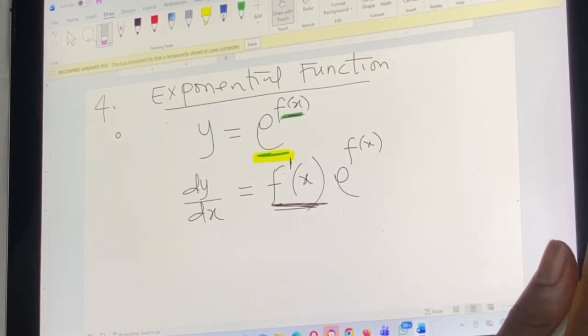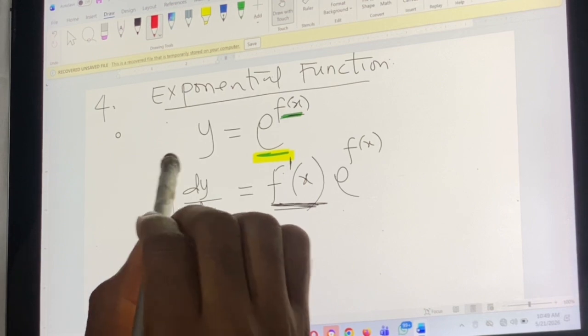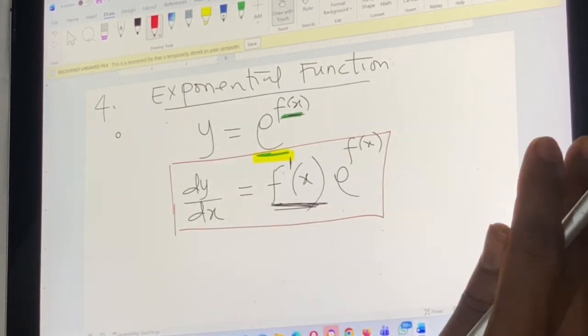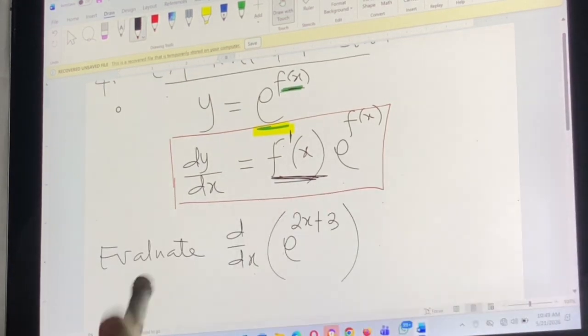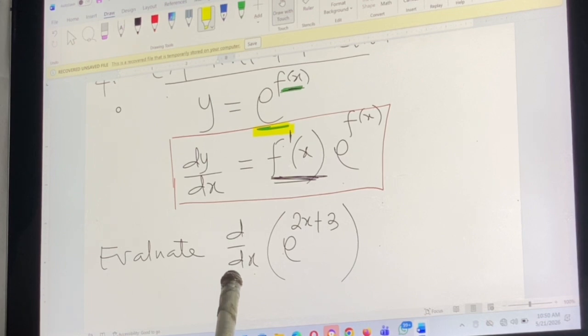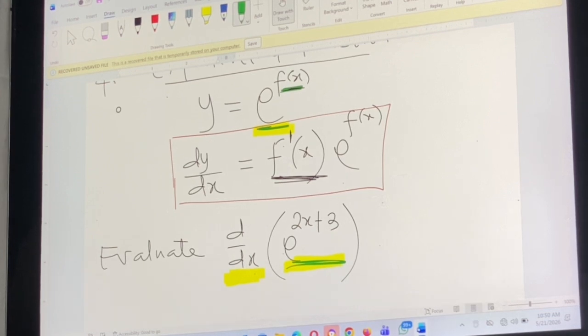Let's solve a question here to know how to apply this particular format. Question 1, please. We are given question 1 here. They said evaluate d over dx of the expression in brackets: e to the power 2x plus 3. Of course, this word d over dx means differentiate this. Please take note. So we should find the derivative of what is inside the bracket here. That's what it means here.